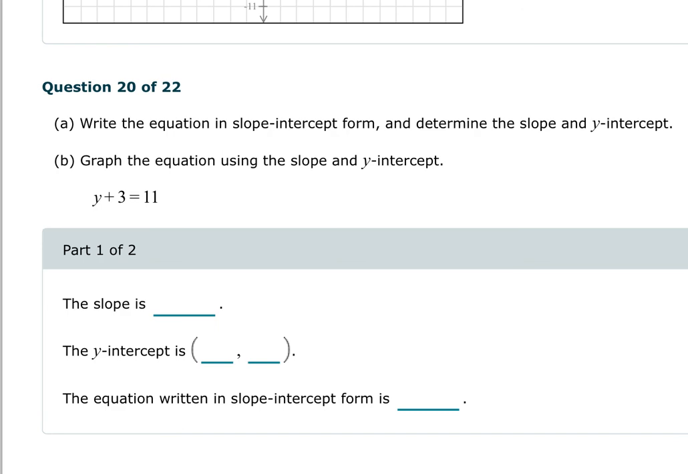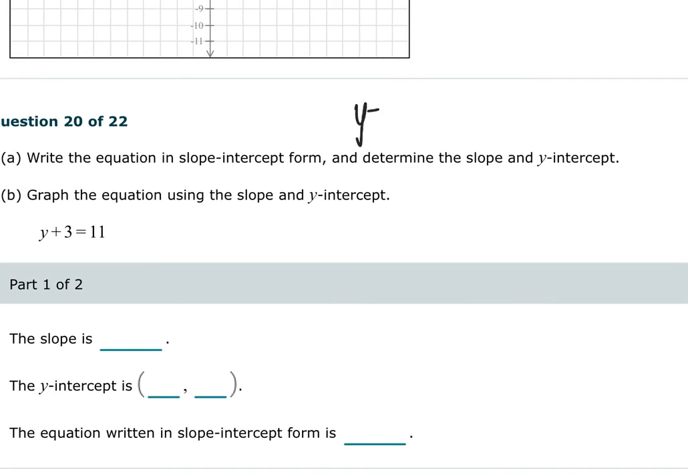Now, on number 20, the slope and the y-intercept of this line, y plus 3 equals 11. Well, I like to put my lines in y equals form, because if it's in y equals mx plus b form, I know that m's the slope. So I'm going to try to get y by itself. I end up subtracting 3 from both sides, and I get that y equals 8.